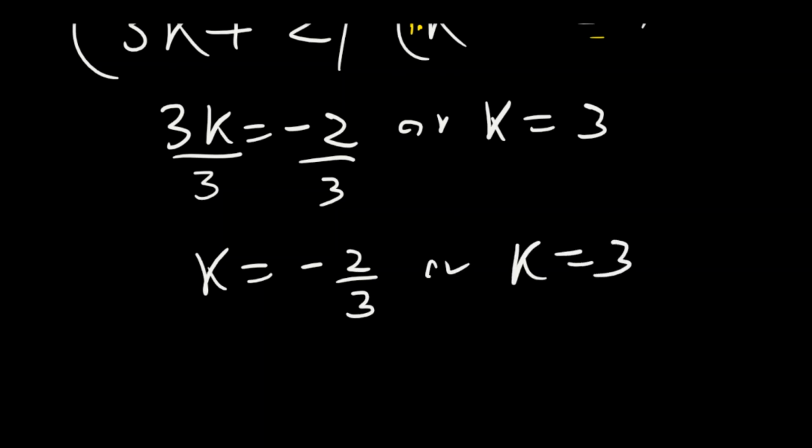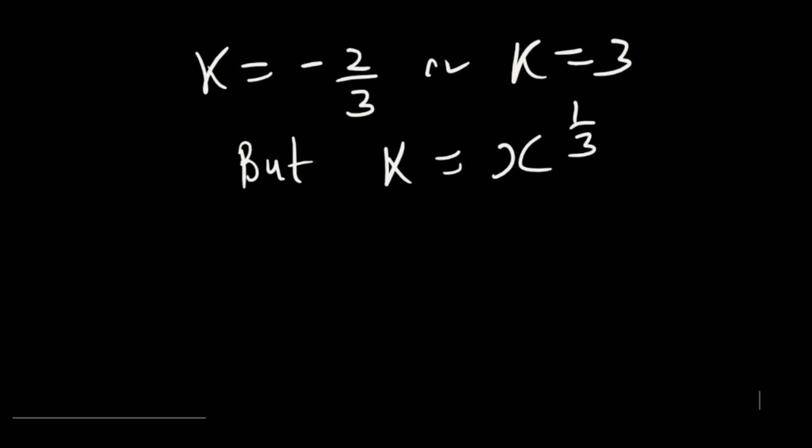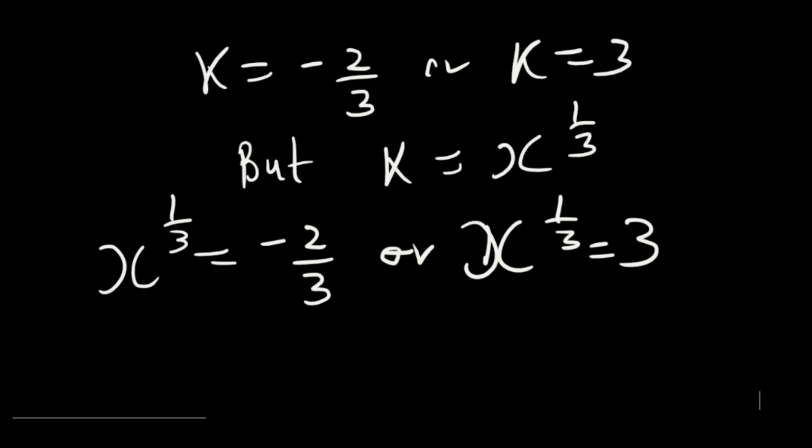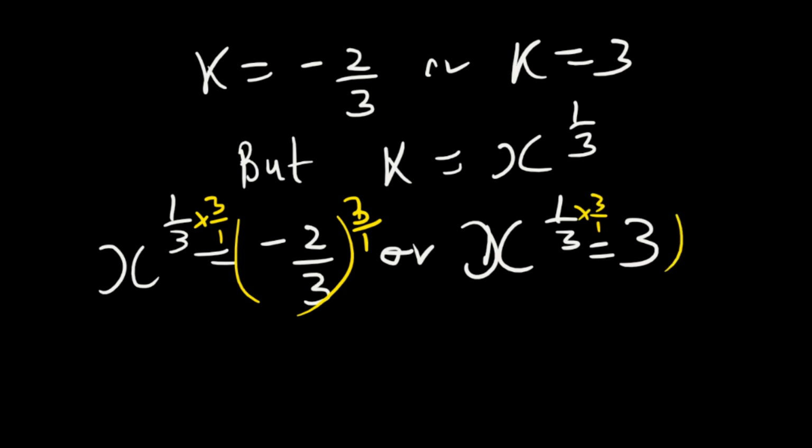Remember, k is actually equal to x to the power of 1 over 3. So meaning it's going to be x to the power of 1 over 3 equals minus 2 over 3, or x to the power of 1 over 3 equals 3, right? And then we're going to remove this 1 over 3. We're going to say 3 over 1, and then here multiply by 3 over 1, right? Same applies here, 3 over 1.